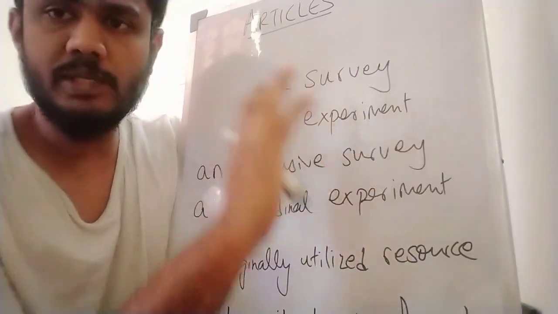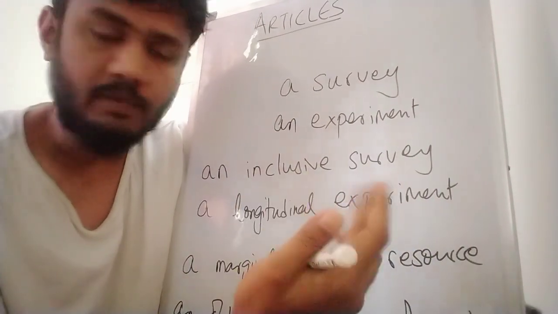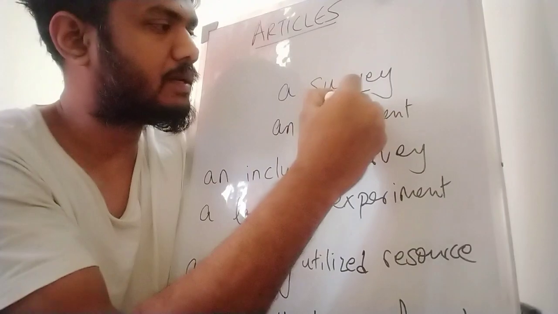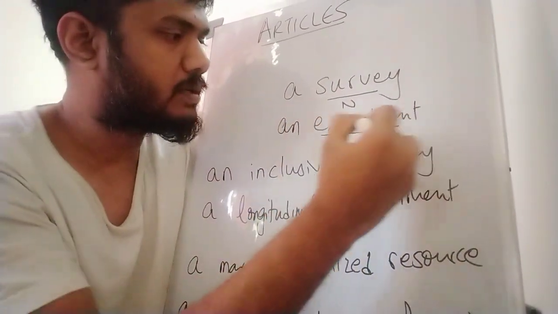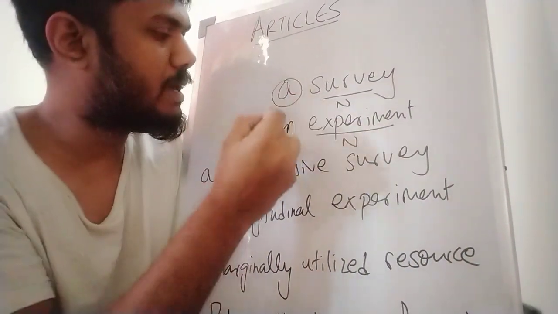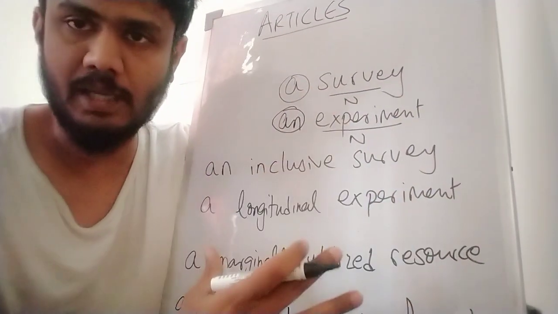So the first one is just a simple noun. So you've got a survey. If you're conducting a survey, you would say a survey, right? So here we're just looking at how nouns work with articles, right? So you've got a noun here. An experiment. Again, there is a noun here. Now, why have we used a here and an here? This is something that we'll try and understand using these examples.